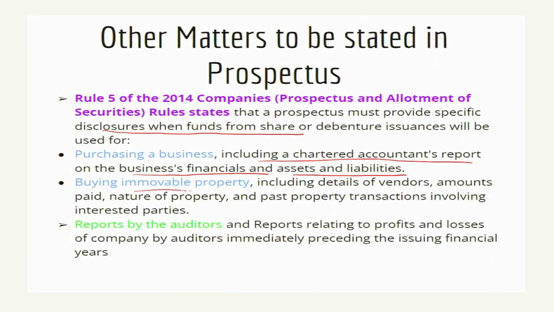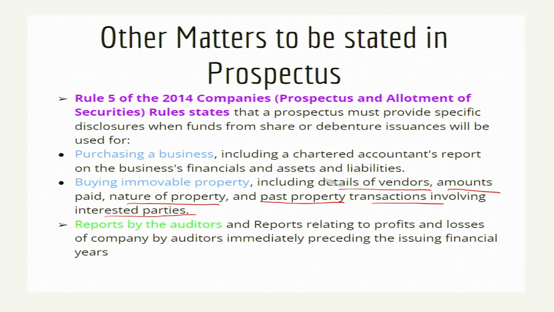If the company is not insolvent, if it is a solvent company, it means the company has sufficient funds to meet its liability. All these details you find in the auditor's report, given by the auditors, who are independent persons, chartered accountants. And if you use the money for buying immovable property, you give the entire detail of this dealing: details of vendors, how much amount you use for this, the nature of the property, and past property transactions involving interested parties. Interested parties means if there is an interest of parties, either board of directors or any other key managerial persons, your interest must be disclosed in the board of directors meeting or in the meetings of members.